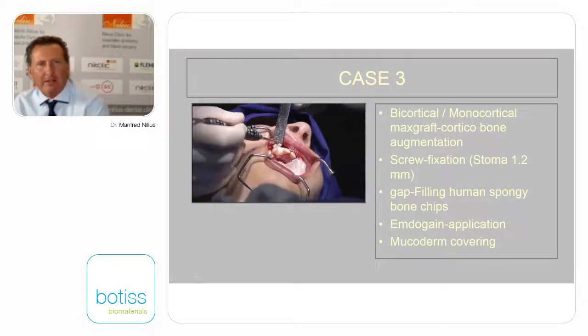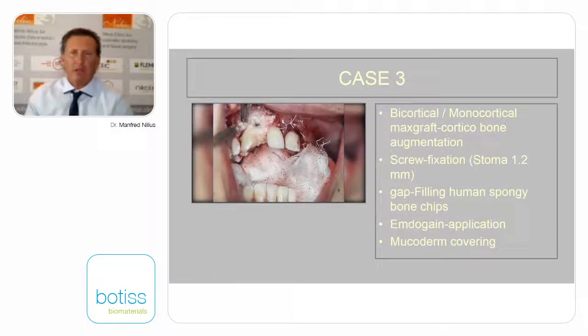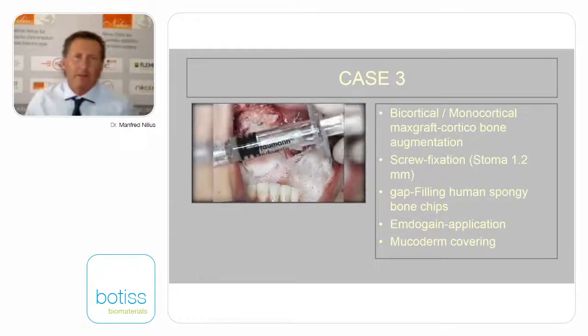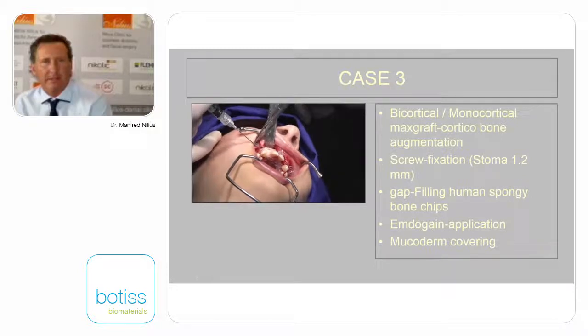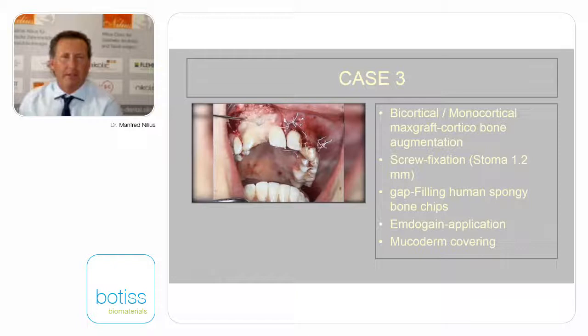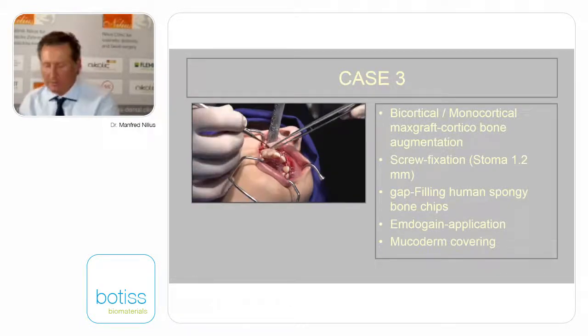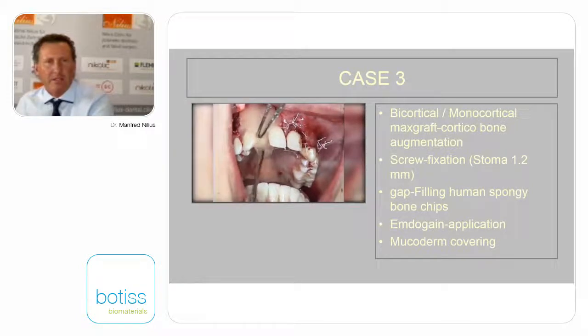And clinical findings here: covering of spongy bone, Emdogain, and again the mucograft and the soft tissue covering. I will stop here now because it's almost the same as what we've seen on the left side.